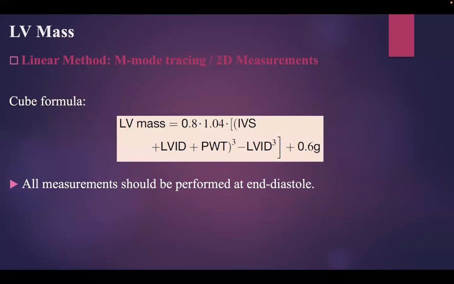So how do we calculate the LV mass? By the M mode tracing or the 2D methods, we can use this Q formula. This usually we don't have to remember. It is all there in the machines, which is already fed, and we just have to measure the LV internal dimension and the posterior wall thickness, and it gives the value. And all the measurements for this LV mass calculation should be at the end diastole.